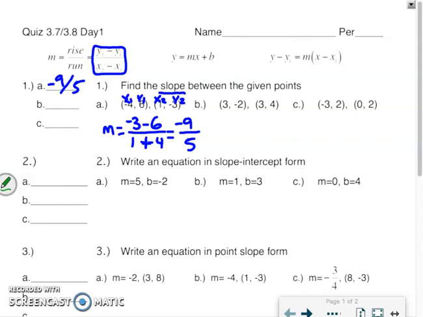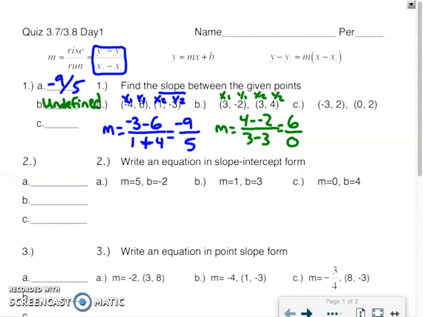Second one here, again, x1, y1, x2, y2. Feel free to just change the order of the y's if you want, but the way I have it set up, the slope is 4 minus -2 over 3 minus 3. Up top, we get 6. On the bottom, we get 0. We cannot divide by 0. We have the same x-coordinate for these two, which means we have a vertical line, and those have undefined slope. So I'd be looking for the answer of undefined for part B.